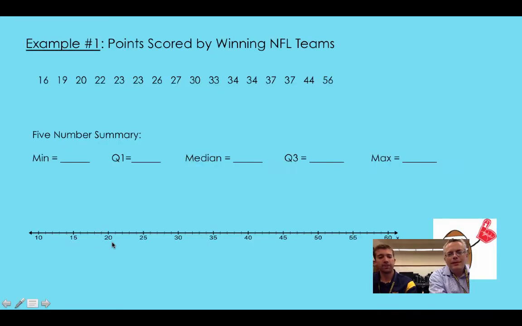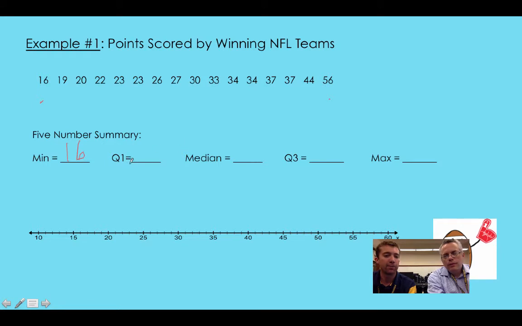All right, I'm excited. Here we have the points scored by winning NFL teams. Who cares about the losing ones? Exactly. You can see we started at the lowest point and went to the highest point, and we were nice enough to give them to you here in order. That will not always be the case. The lowest scoring team, that's our min, was 16.